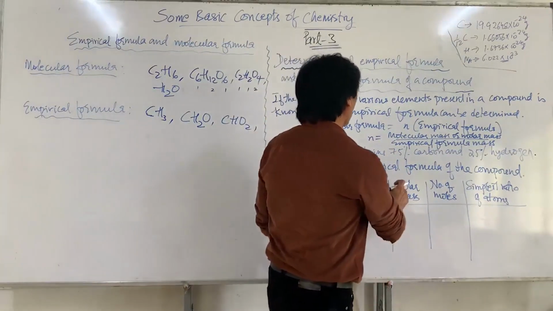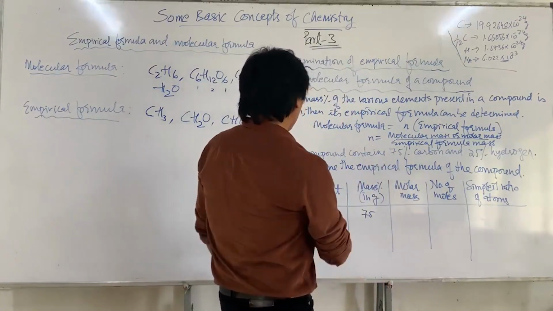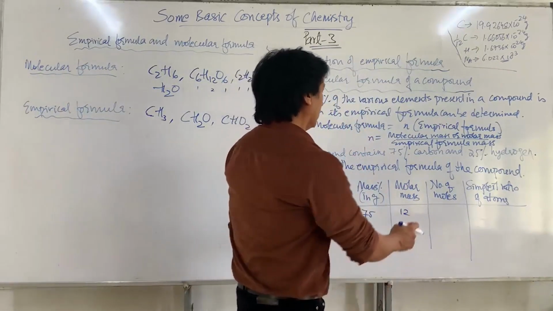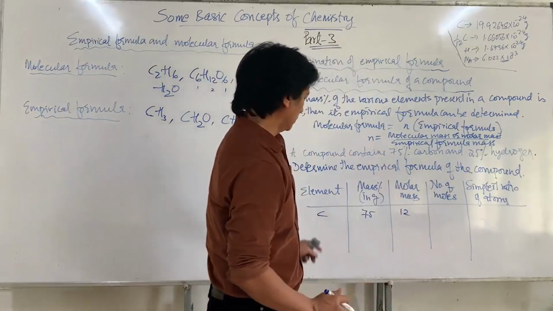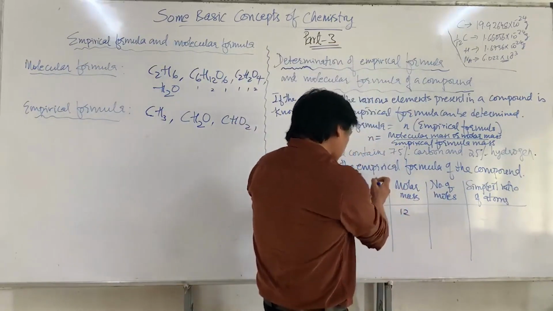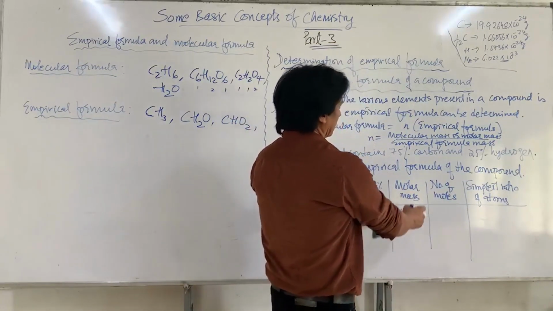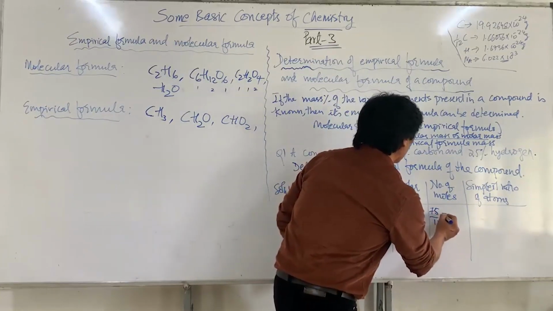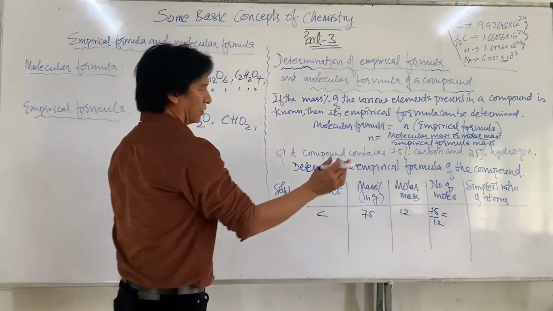And then the molar mass of carbon, it's 12 grams actually. You write 12 here. Number of moles of carbon here is mass in grams divided by molar mass, which is 75 by 12. Let's see, you get some number here. You got a good calculation.